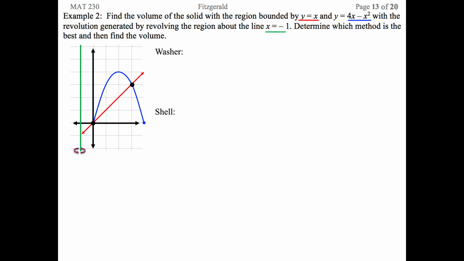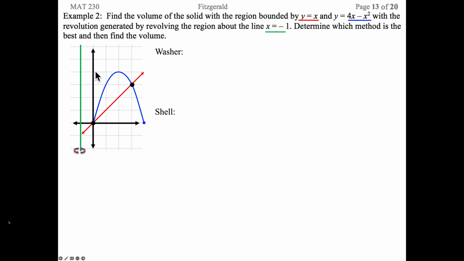All right, let's look at example 2 using our shell technique, and we'll compare it with our washer and the shell to see which one we want to do again. So we're going to find the volume of the solid. Again, I have my same region here, y equals x and y equals 4x minus x squared, but we're going to revolve this around the line x equals -1, this green line right here.